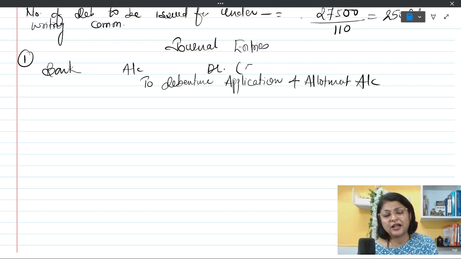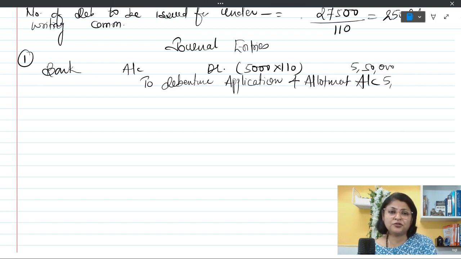And this is 5,000 debentures of rupees 110 each. So amount 5,50,000 is going to come over here.